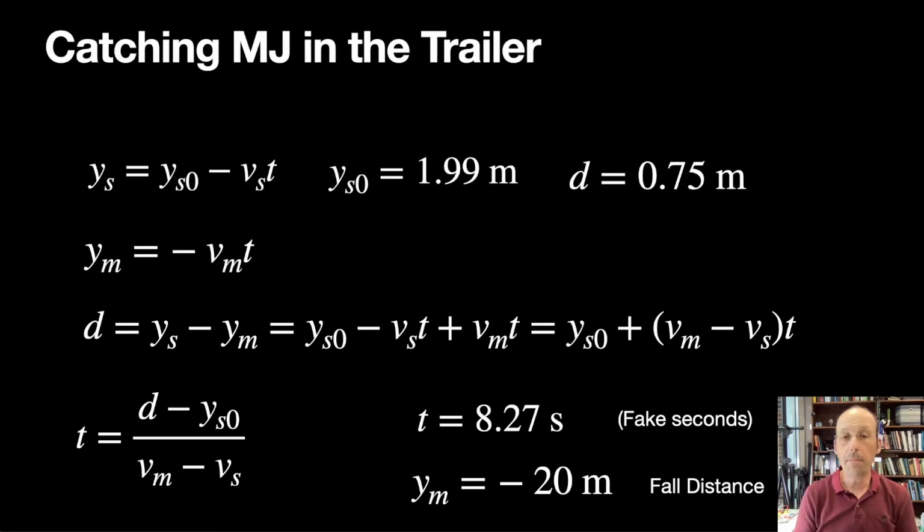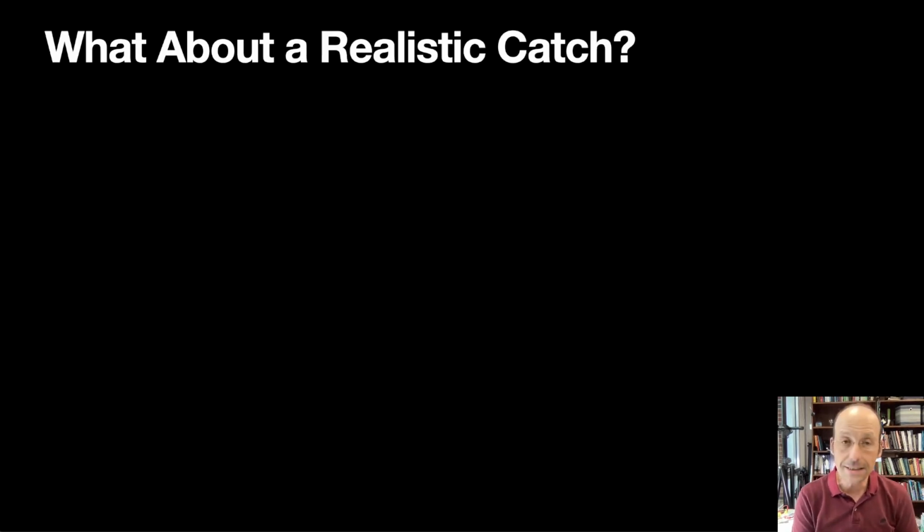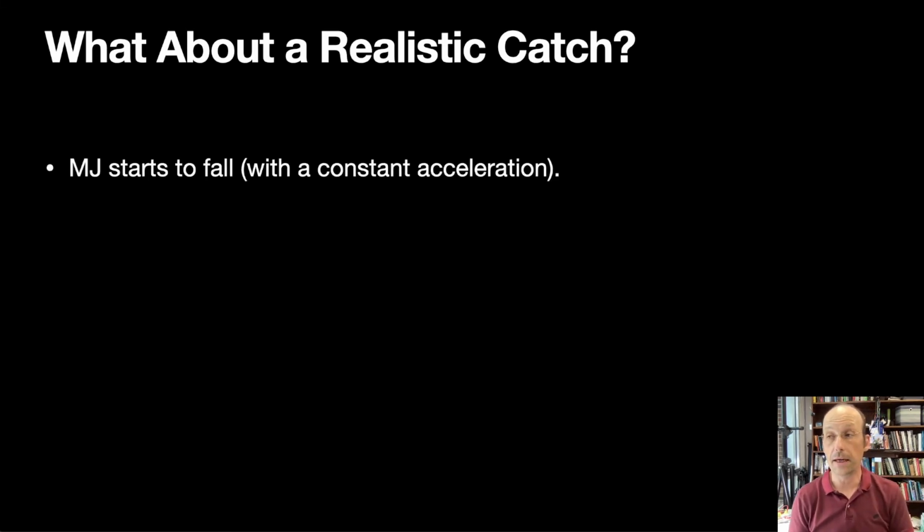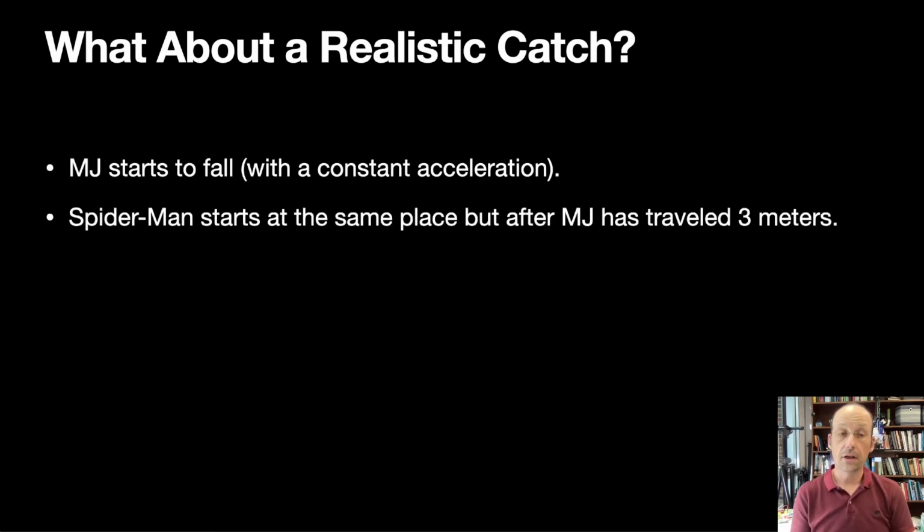Okay, what about a more realistic catch? And in fact, I should make sure I'm not covering up stuff with my face. I wasn't paying attention. Okay, so people don't fall at constant velocities, they fall with constant accelerations. So here are some assumptions that we can make. Number one, MJ starts to fall with an initial velocity of 0 and a constant acceleration.